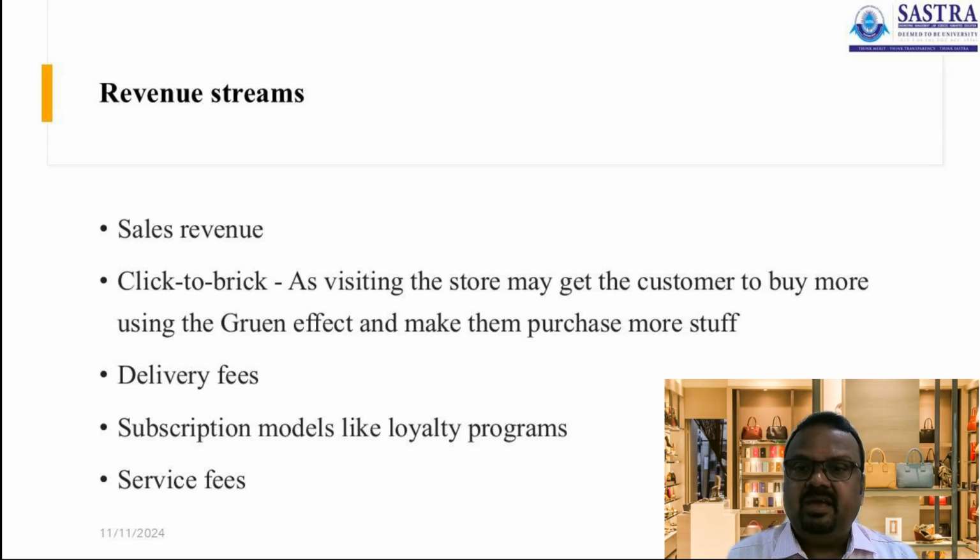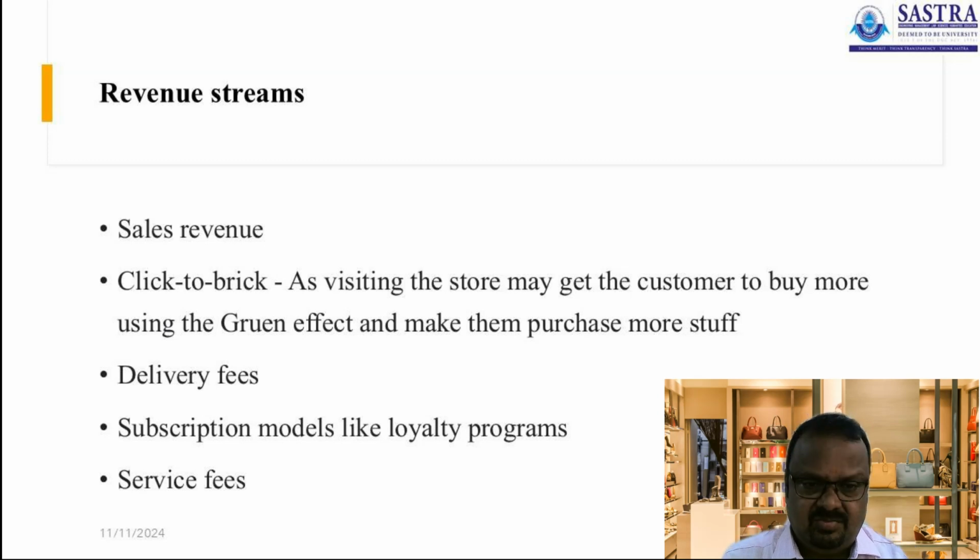The other one is the delivery fee, which is added to the final pricing when you are buying the product on the click model of retail. Next one is the subscription model, like loyalty programs, where if you go to a store, they sometimes say, sir, your loyalty card has expired, why don't you pay the subscription and renew it? And when you do so, you gain some discount on this purchase. So this is the way they make you subscribe.